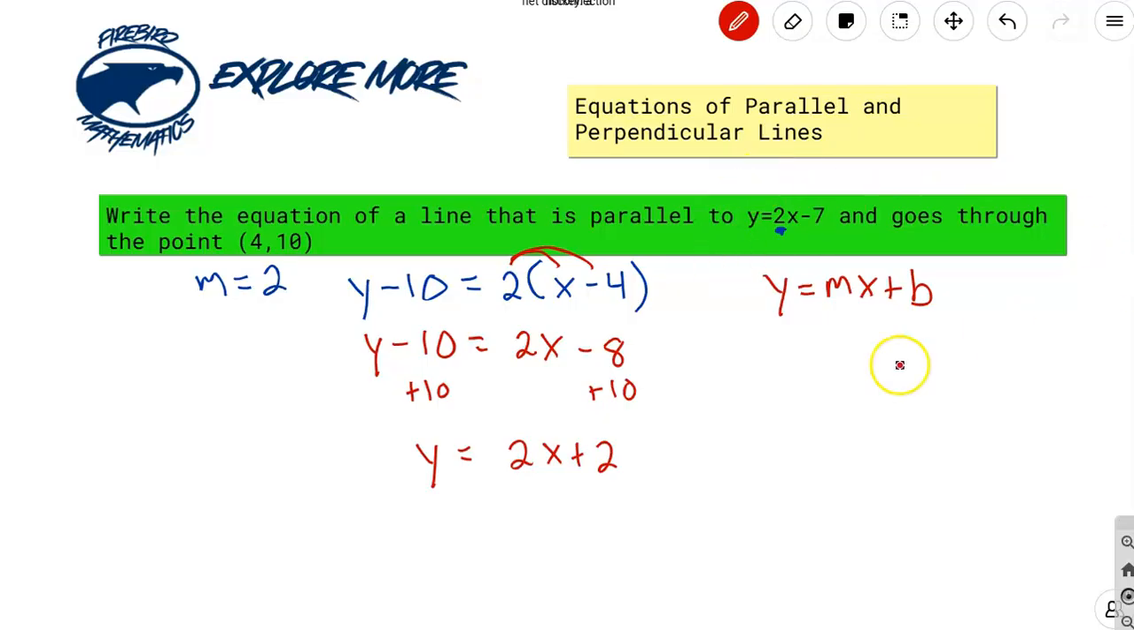So we did it. We found a line that's parallel to 2x minus 7, has the same slope. They both have a slope of 2. And it goes through the point 4, 10. Okay? We could check that by graphing both those lines on Desmos. Or we could plug in the point x equals 4. 2 times 4 is 8, plus 2 is 10, so we can verify that it does go through that point.